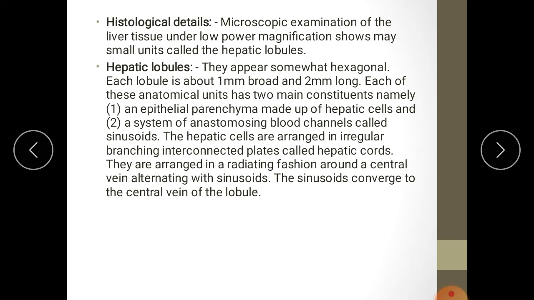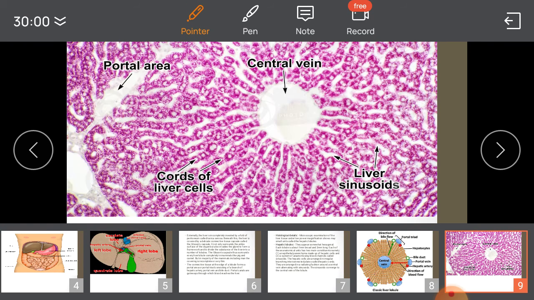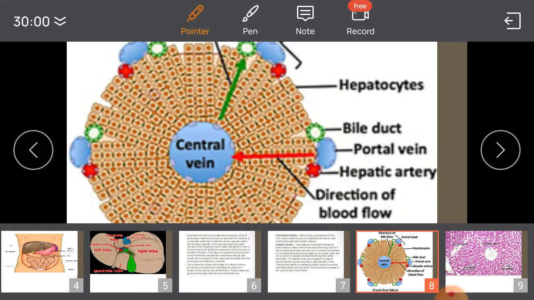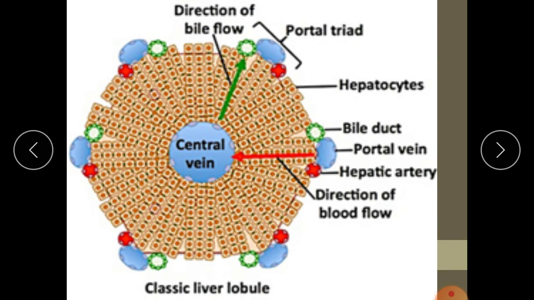Next, histological details. Microscopic examination of the liver tissue under low power magnification shows many small units called hepatic lobules. So I have shown you one hepatic lobule. Can you see? This is one hepatic lobule. This is a diagrammatic representation, hexagonal in shape.